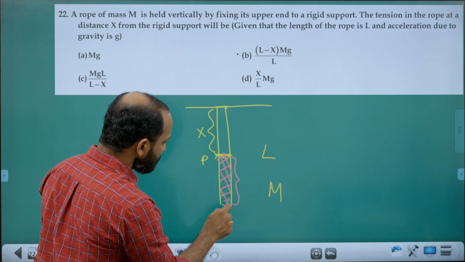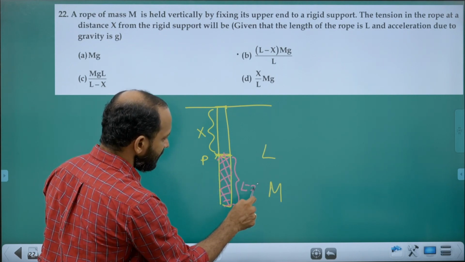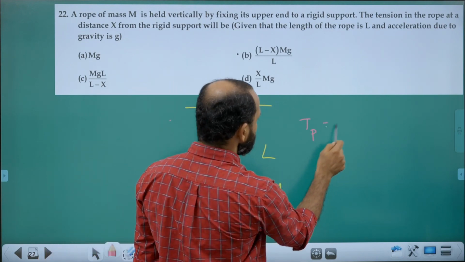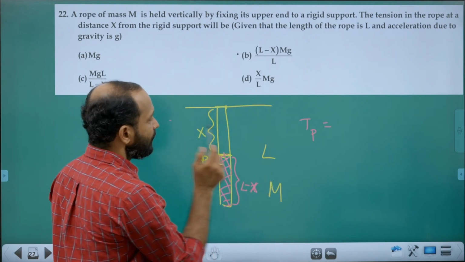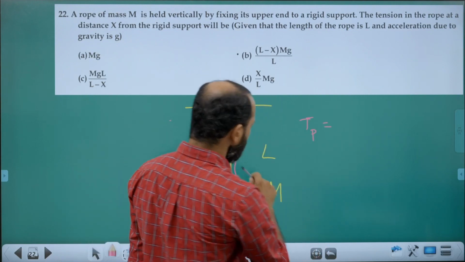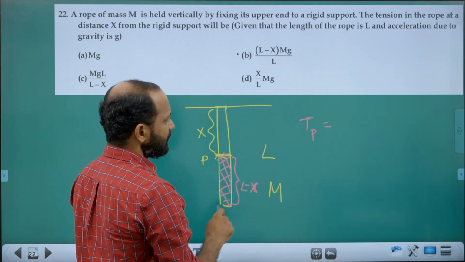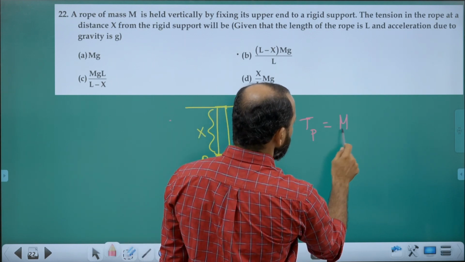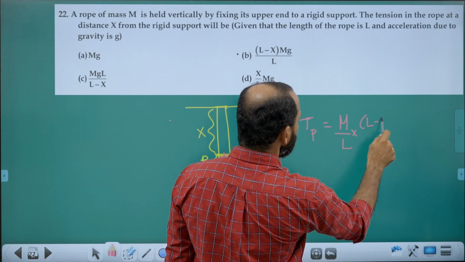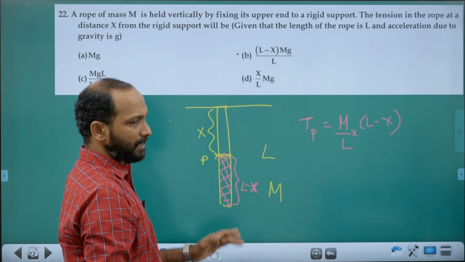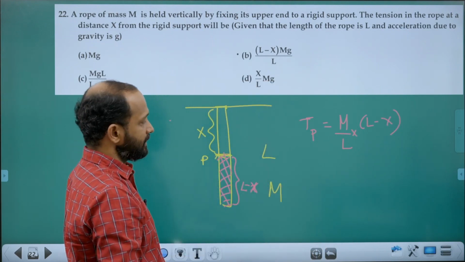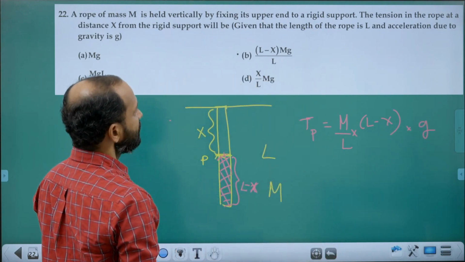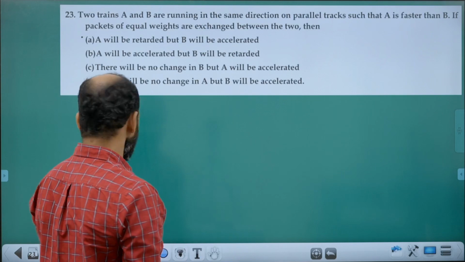What is the length of this part? That is L minus x. So tension at the point is the weight below. Weight below is equal to mass below into g. What is the mass below? Mass below is mass per unit length into length. Mass per unit length is m by L, into its own length L minus x, into g. So m by L into (L minus x) g. Answer is box. Next one.